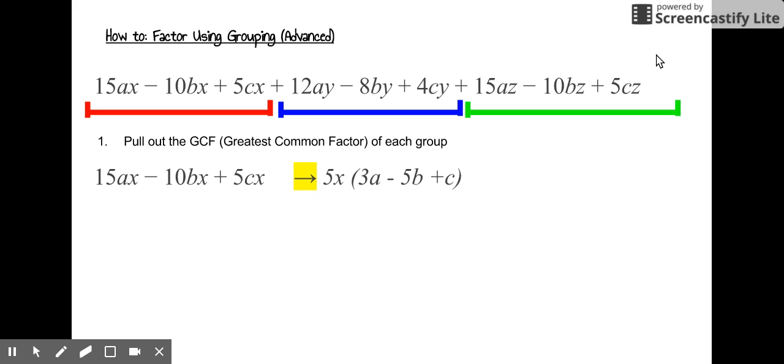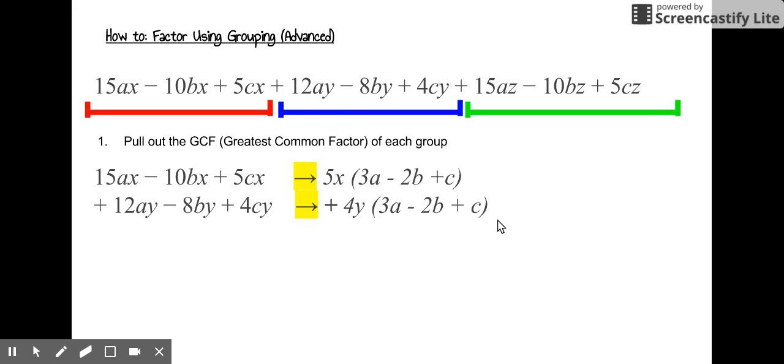So our second group, we have 12ay minus 8by plus 4cy. And this one, again, is pretty easy. It has a GCF of a positive 4y. So whenever you pull out the positive 4y, you get 3a minus 2b plus c with 4y in the front. And if you notice, our first 2 have the same thing in the parentheses. And so our goal, if we put them in the right groups and if we find our GCF correctly, is that all 3 of our factors should have the same 3 terms.